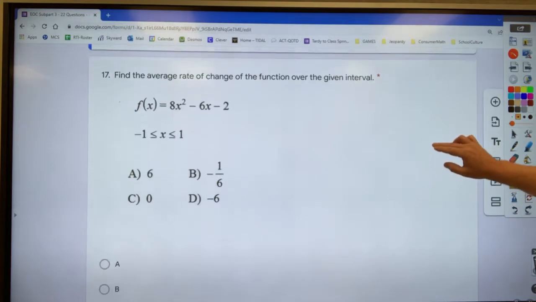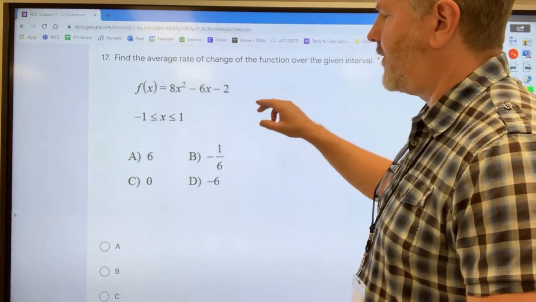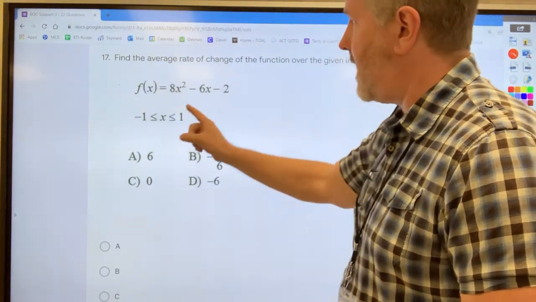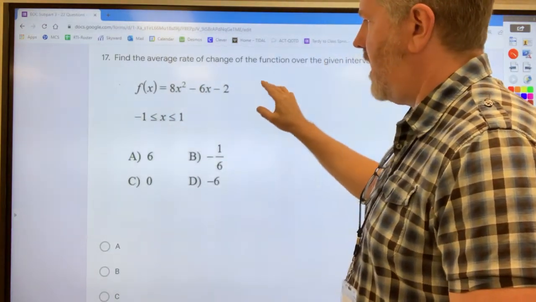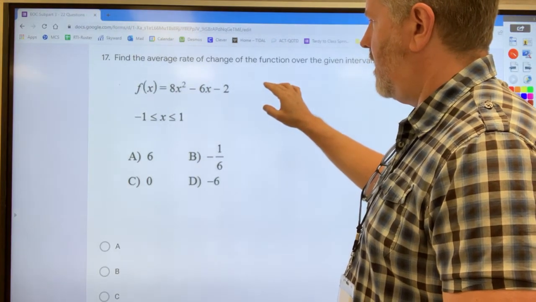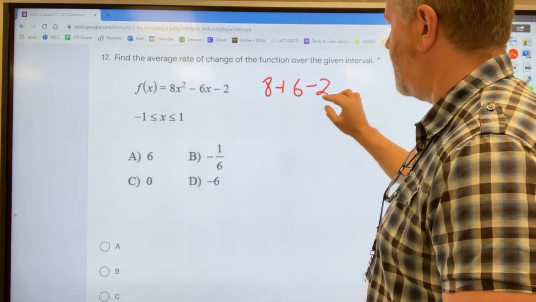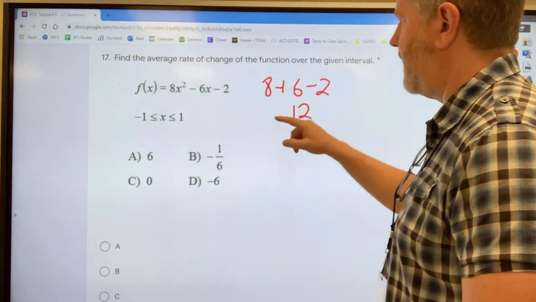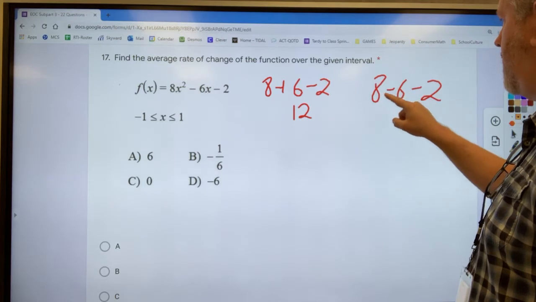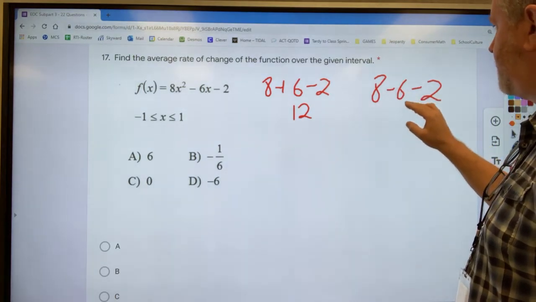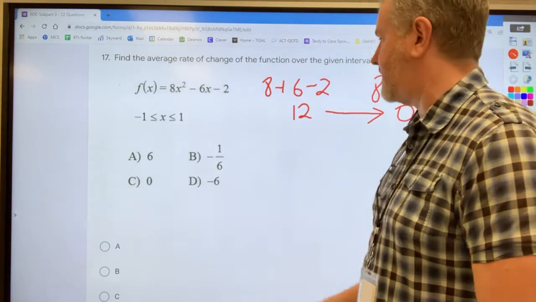All right. So average rate of change over the given interval. This one was a little tricky for me because, again, we're dealing with these negatives, but basically I just want to plug in my -4, my -1, and my 1 into the equation. I end up getting 8 plus 6 minus 2, that's 14 minus 2 is 12, and then I'll plug in the 1, and I get 8 minus 6 minus 2, so 8 minus 6 is 2, minus 2 is 0. So I'm going from 12 to 0 when I plug in my x values.